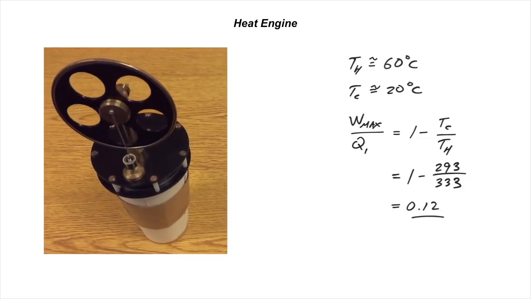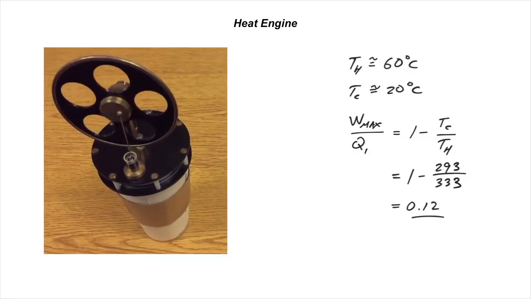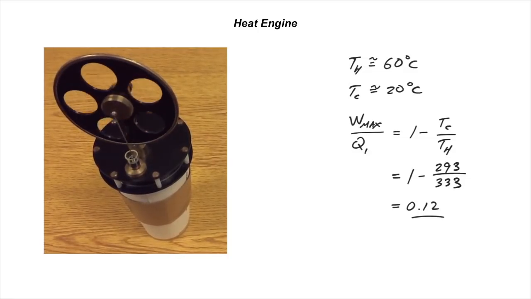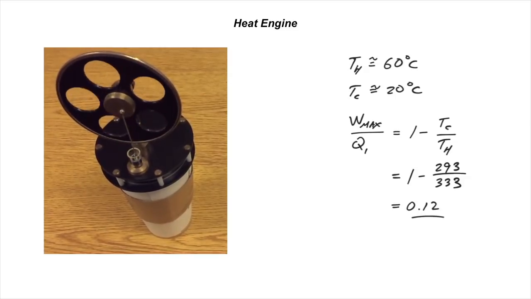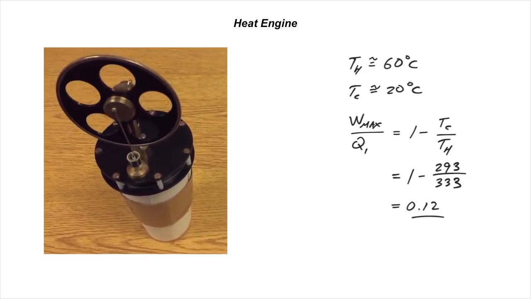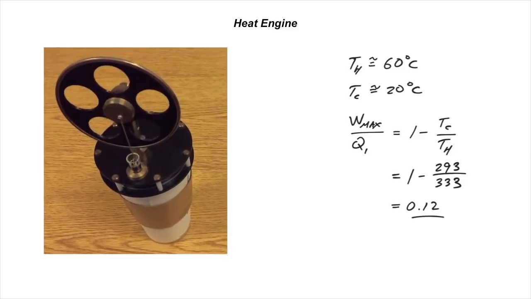In other words, no matter how good our process is at converting heat to work, only about 12% of the heat emanating from a source at 60 degrees C can be converted to work if we reject the remaining heat to the reservoir at 20 degrees C.